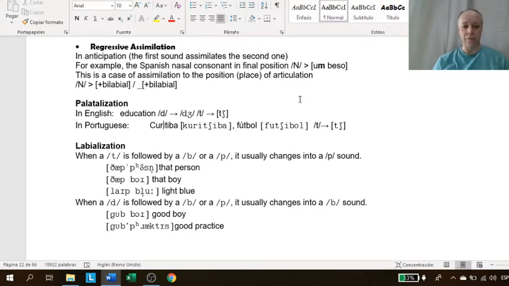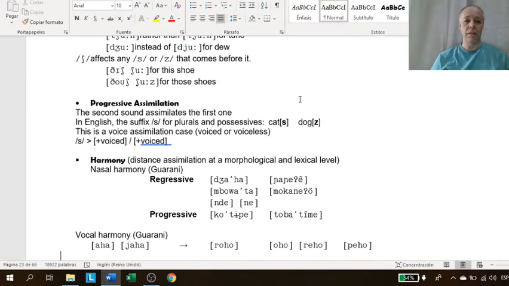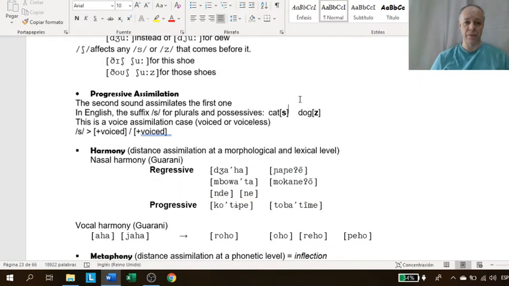In Portuguese, we also have "Curitiba". We have TI. The T in front of an I is an example of regressive assimilation because the I forces the T to become ch. The same happens in English, for example with "football". So the T becomes ch in English and in Portuguese, right? Very good.